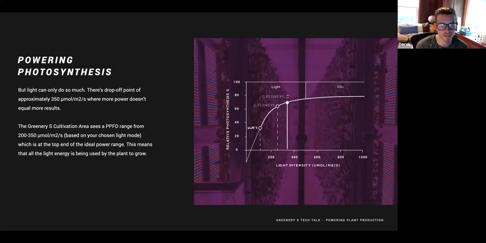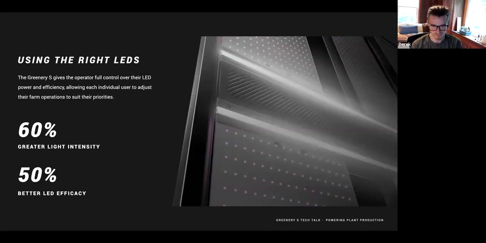And since the Greenery LEDs are designed to maximize the rate of photosynthesis by generating light intensity between that 200 to 300 micromoles per square meter per second, depending on your chosen light mode, there is really minimal wasted energy. So we're really coming right up to that plateau mark without exceeding it, and honing in on exactly what the plants are able to absorb with our specifically engineered LEDs.